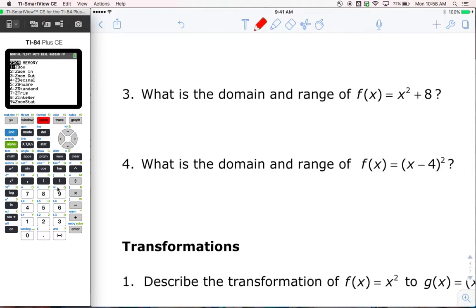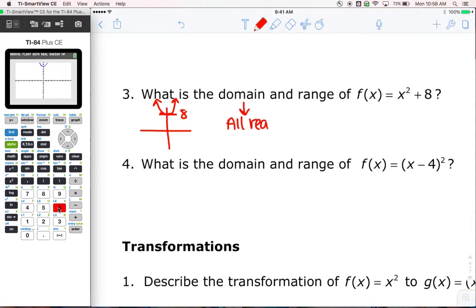Oops, I'm going to hit zoom 6. So I've got this hitting right here at 8, so let me just draw a quick little sketch. It's doing this right here, where this is 8. So the domain, we know, because it goes left and right forever, the domain is all real numbers. The domain is all real numbers for every quadratic unless we're given a specific situation or like a bounded, circles kind of graph.